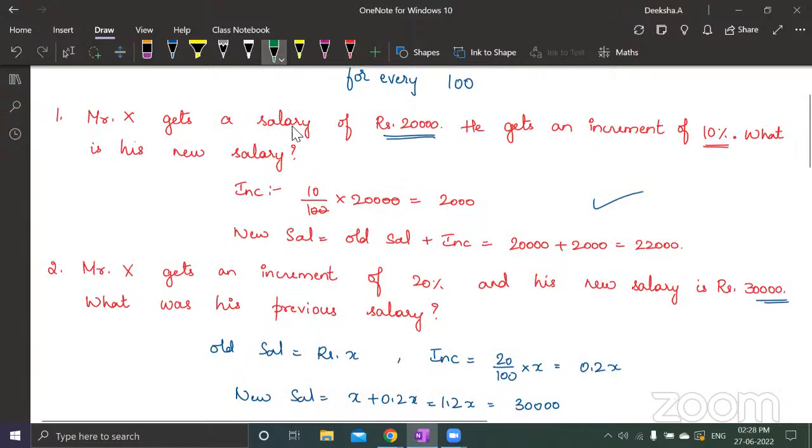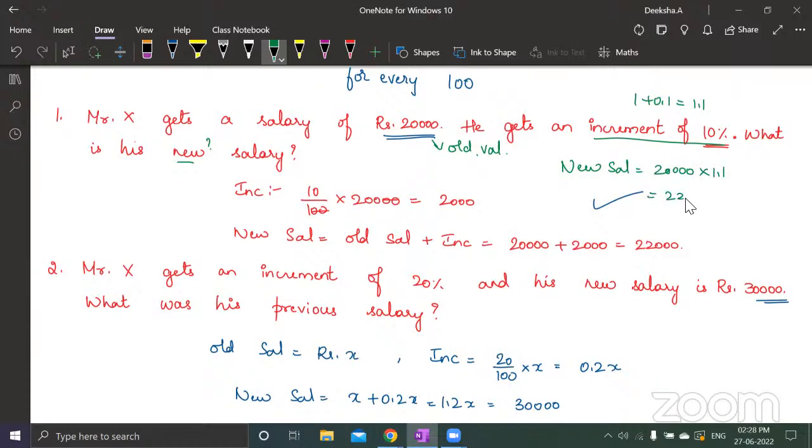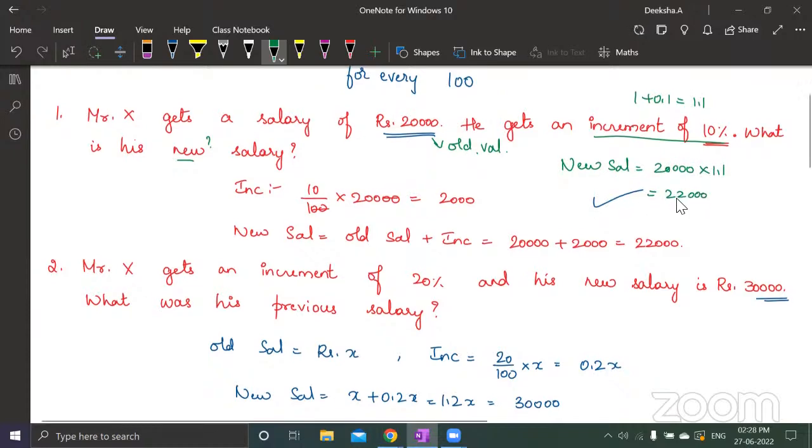Now here 20,000 is his salary. We are supposed to find new salary. So what is this 20,000? It is old value, right? We are supposed to find what is new value. What is given is the old value. And there is an increment of 10%. Increment of 10% means 1 plus 0.1, which is 1.1. Now, old value is given, percentage factor is given. How to find new value? New value is equal to old value into percentage factor, which gives you 22,000. Is that clear?